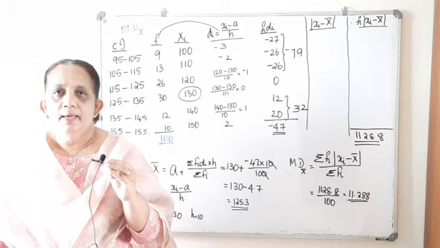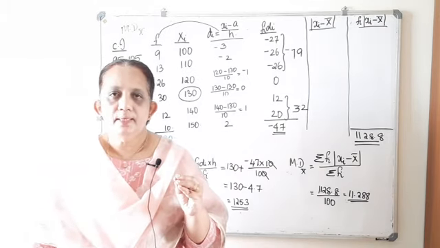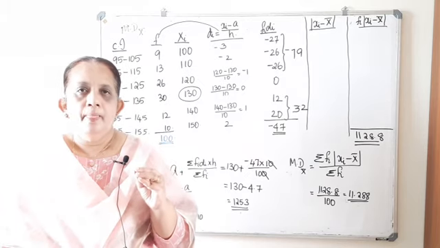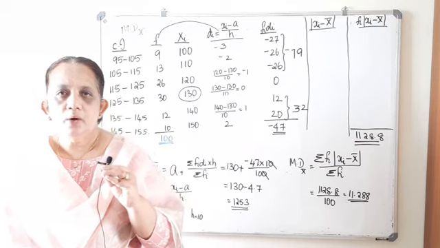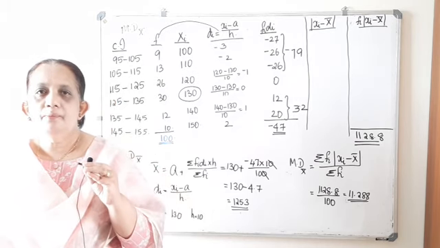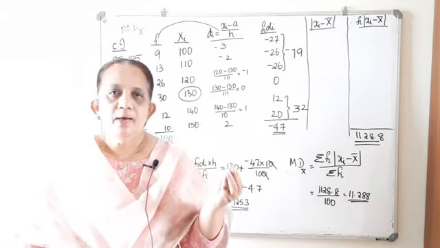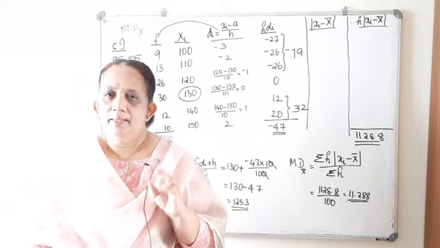What is range? Range is the maximum value of the data minus the minimum value of the data. It is not a reliable measurement of dispersion because all values are not taken into consideration. We are bothered about only the extreme values, that is the minimum value and the maximum value.